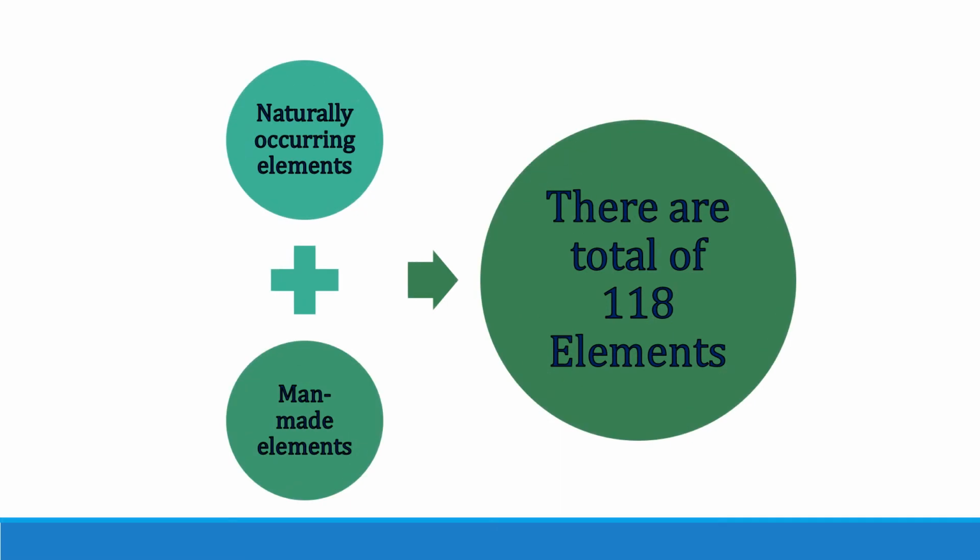Let's start with learning the building blocks of chemistry, that is the elements. So far, there are a total of 118 elements. Out of that, naturally occurring elements are 90 to 94. The rest are man-made elements.